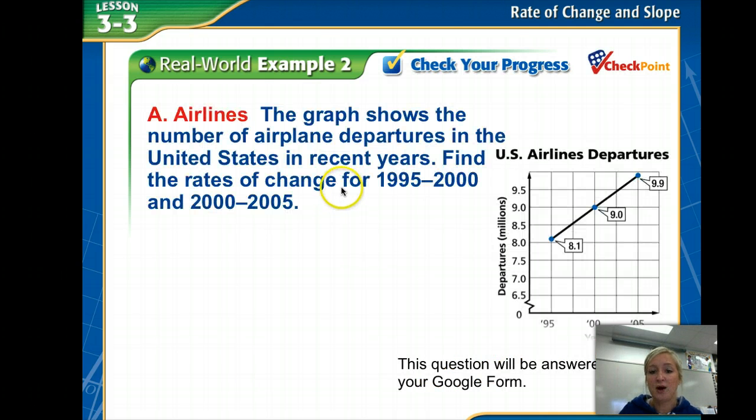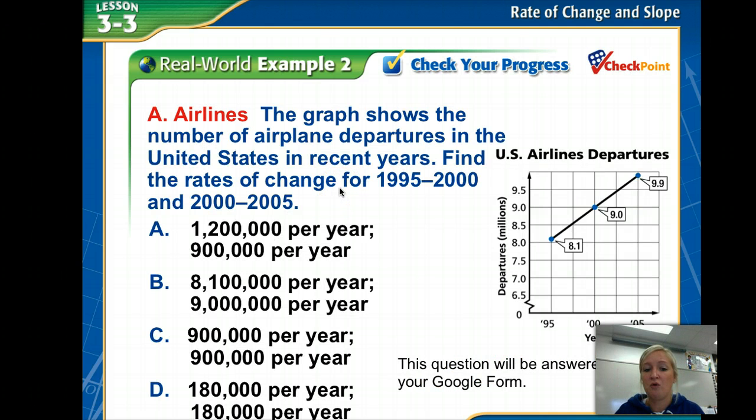All right, this question will be answered on the Google form. This is your multiple choice question. So I want you to do the same thing. You have two problems here though. They want the rate of change between 1995 and 2000, and then they want the rate of change between 2000 and 2005. So go ahead, take your time, find the rate of change for both of these, and then save your answer for your Google form at the end of the video.